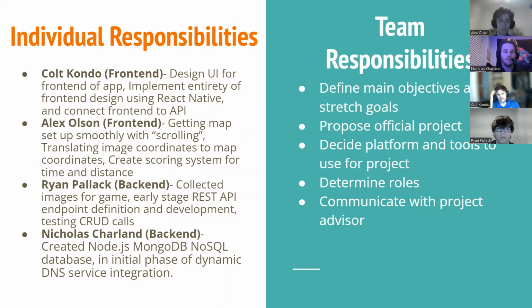I'm also working on the front end with Colt. I'm going to first get the map set up smoothly so we can scroll like the normal Google Maps app. And then the next thing is translating the image coordinates to the map coordinates. We're going to finalize that and get that rolling. And then we're going to create a scoring system for the time and distance based on the previous algorithm. That'll be the basic gameplay loop, which is what I'm working on.